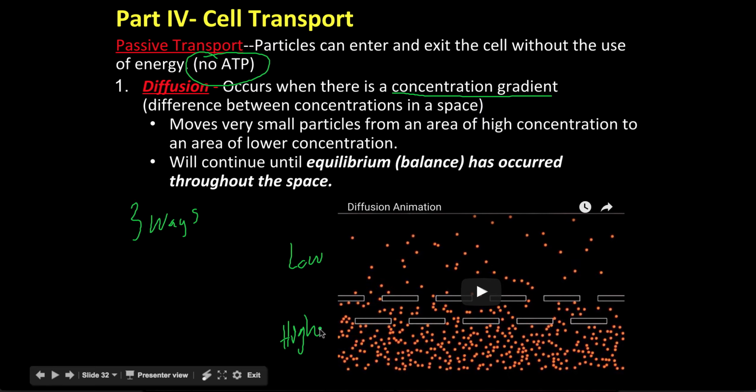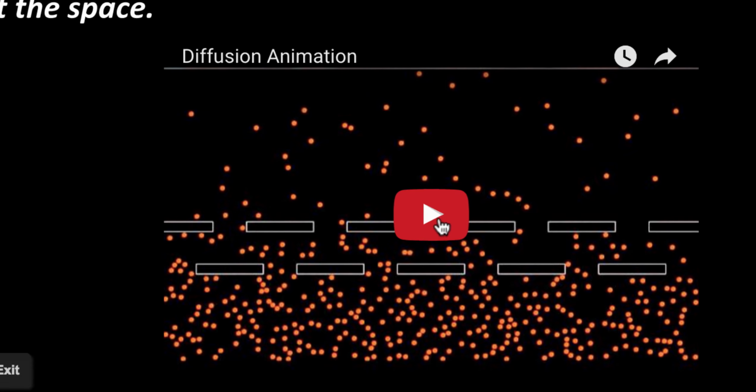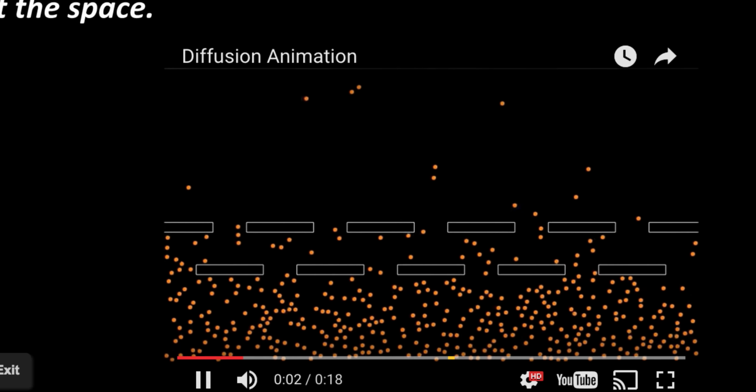So when looking at this video here that I'll play in a sec, you're going to see that molecules tend to move from an area of high concentration to low. The natural order of things is to establish equilibrium or balance, and it's going to continue this process until that's occurred. So we'll take a look at that real quickly and see if we see this movement of an area of high concentration to low. So we should see this.